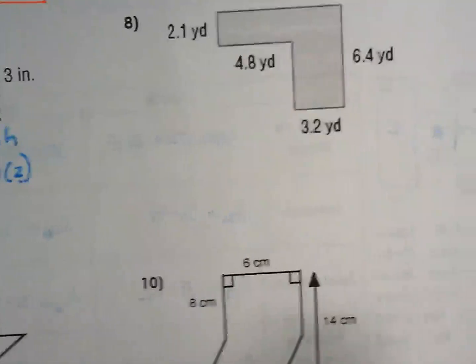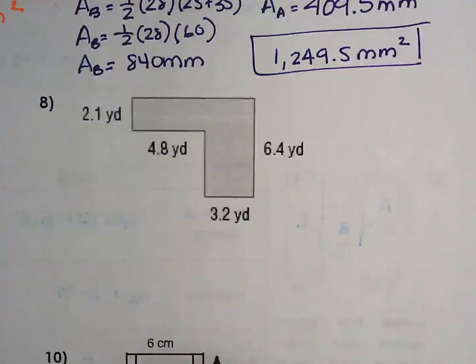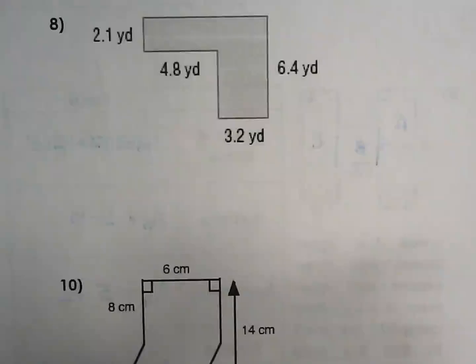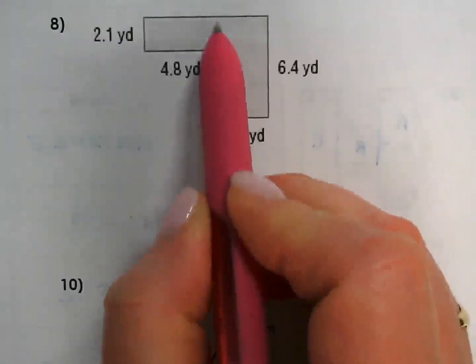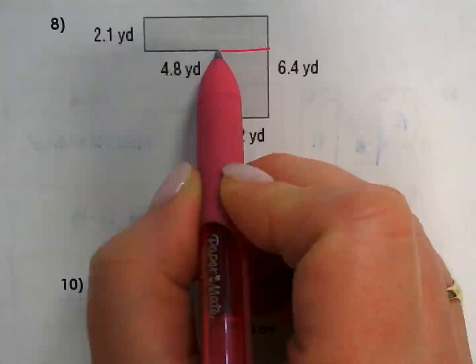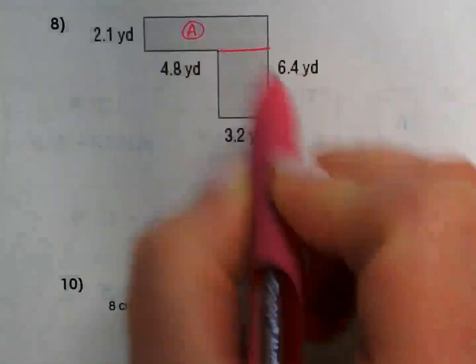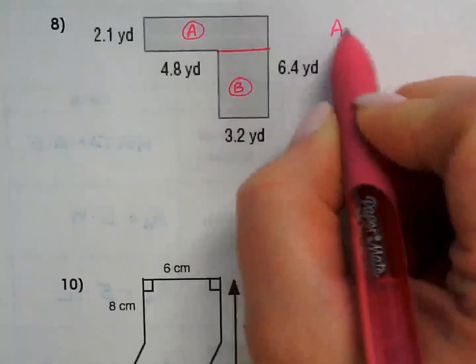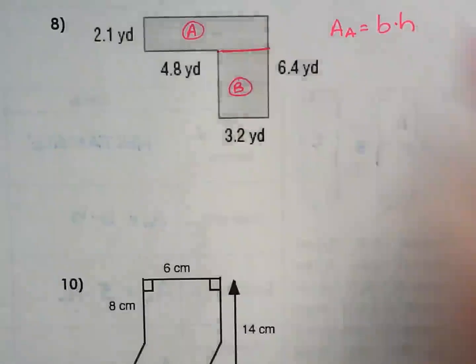Number 8. Number 8 is 2 rectangles when we break it up, and you can break it up in one of 2 ways. You can break it here, or you can break it here. I'm going to choose to break it here. Here's A, and here's B. So the area of A is equal to base times height, because it's a rectangle.